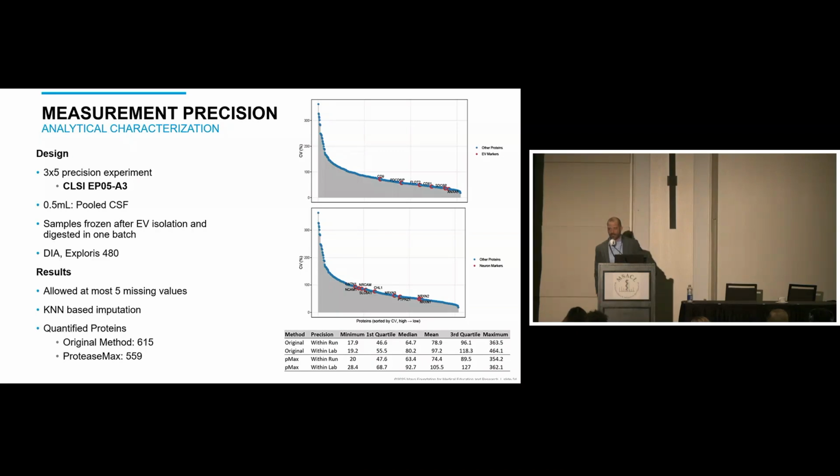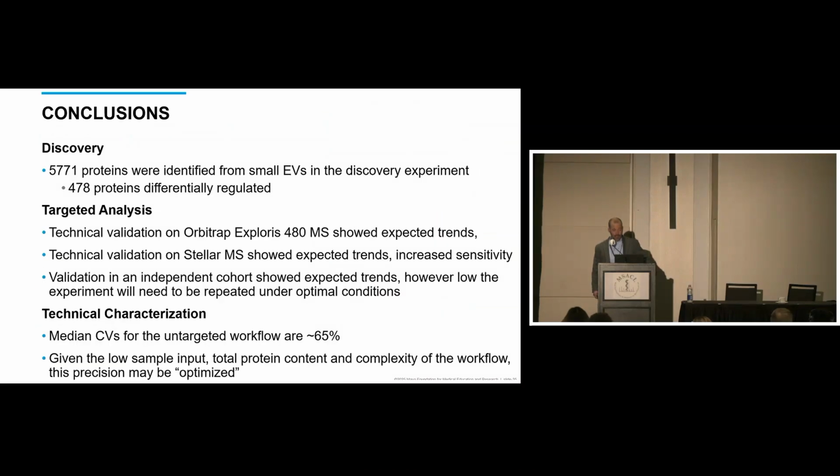We've followed through with the validation in an independent cohort. Although we didn't see complete discrimination, we're definitely moving in the right direction. We have some markers that are relatively specific to ALS. So in conclusion, in the discovery experiment, we identified almost 6,000 proteins from the small EVs. Depending on how many peptides you required, almost 500 were differentially regulated.